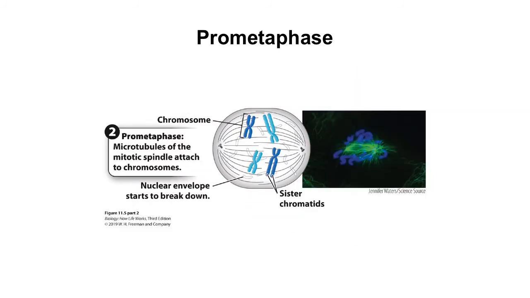The next stage is called prometaphase. So during prometaphase, the nuclear membrane completely breaks down. So there's no longer any distinct nuclear region. And the microtubules of the mitotic spindle, as shown here in this figure in green, attach to the chromosome. So this is clearly shown in these schematics. You will see individual chromosomes with some microtubules attached to their centromere.